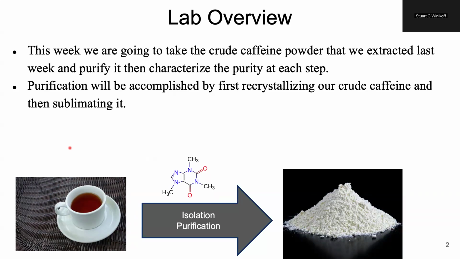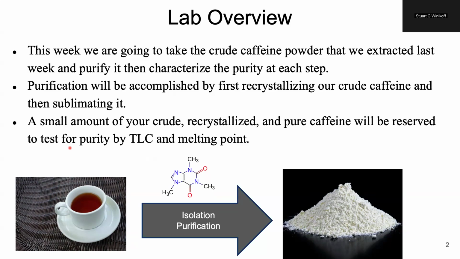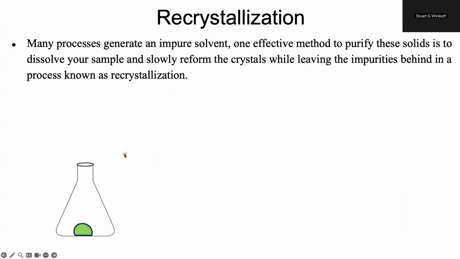Now, when we do this, our caffeine crystals should become more pure at each step. And we're going to characterize how well this worked using two methods. We're going to take a small amount of our crude product, the one you made last week, a recrystallized product, which we'll have generated halfway through lab, and then finally that pure caffeine that we get from sublimation. And we're going to test it with two major methods, TLC and melting points. So let's go ahead and dive in.